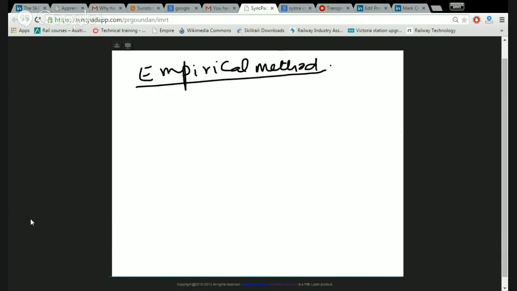Empirical means no big mathematics. I just simply pick up the data from somewhere. So the data origin, or where the data is available. One is the military handbook 217. This is for, I'm talking about, electronic equipment.